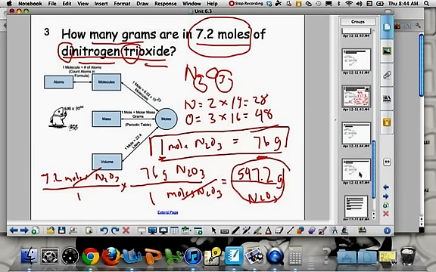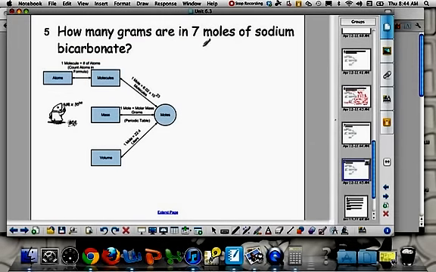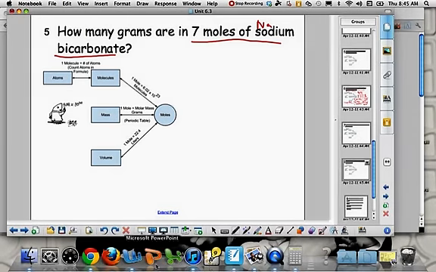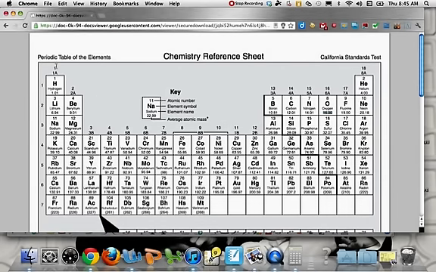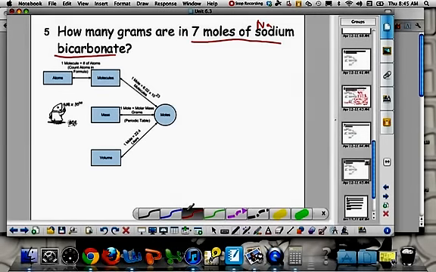Hey, let's do another one. This one: 7 moles of sodium bicarbonate. Ugh, we got to take that name and change it to a formula again. Sodium is Na. We know that. We got to look up the charge of Na, so let's look at the periodic table real quick. It's in group 1. That means it's going to have a charge of 1. So sodium is going to have a charge of +1.